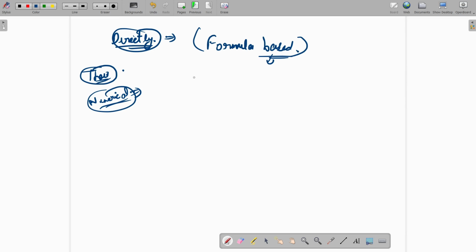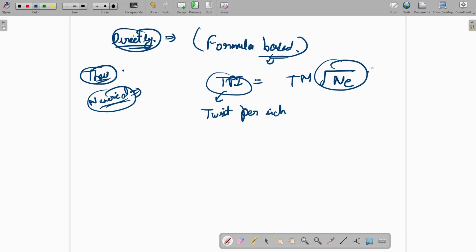For example, in the GATE 2025 examination, there were 1 or 2 questions where you have to calculate TPI. TPI is twist per inch, which you need to calculate. TPI is equal to twist multiplier into root NE. Root NE is basically the count in the indirect system.